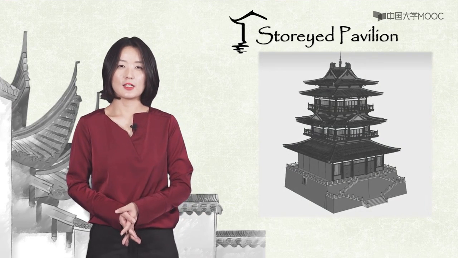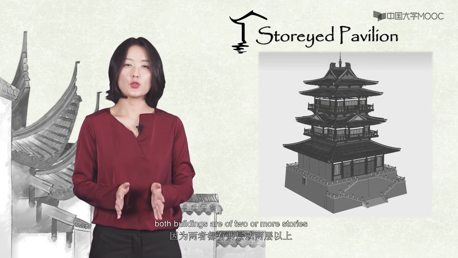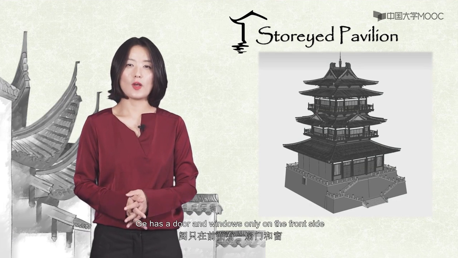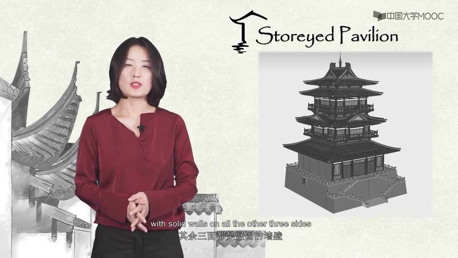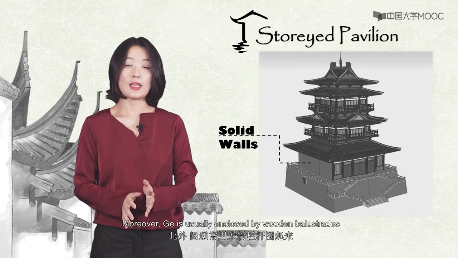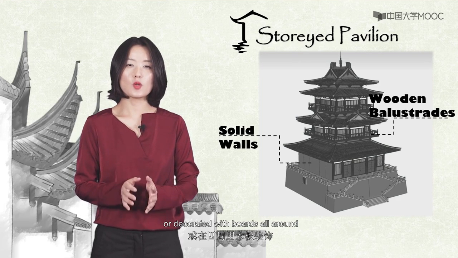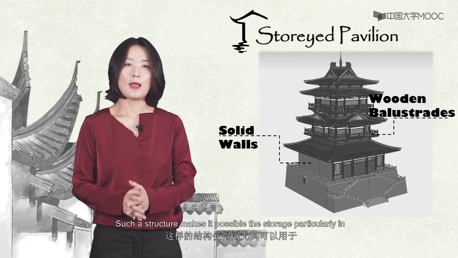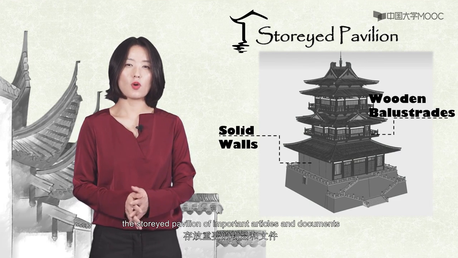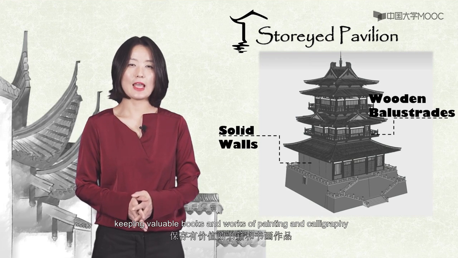Storied Pavilion. The Chinese Ge is similar to Lou in that both buildings are of 2 or more stories. The difference lies in the fact that Ge has a door and windows only on the front side, with solid walls on all the other 3 sides. Moreover, Ge is usually enclosed by wooden balustrades, or decorated with boards all around. Such a structure makes possible the storage, particularly in the storied pavilion, of important articles and documents, keeping valuable books and works of painting and calligraphy.